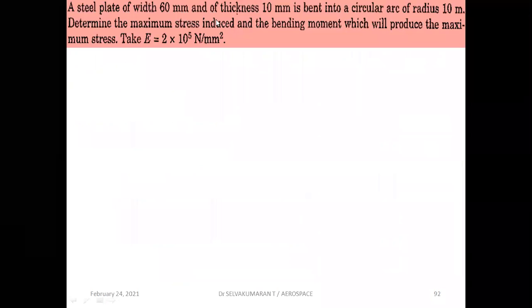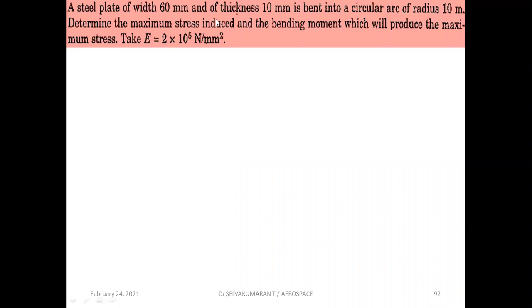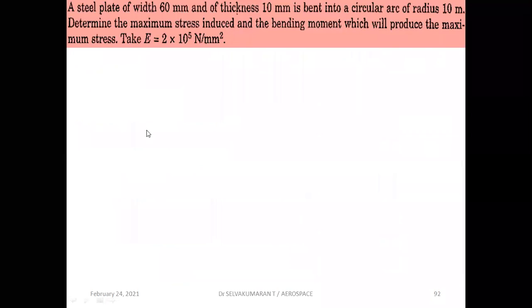Now I have taken a problem from the strength of materials textbook by R.K. Bansal. Thanks to the author. These are the exercise problems. A steel plate of width 60 millimeter and thickness 10 millimeter is bent into a circular arc of radius 10 meter. Determine the maximum stress induced and the bending moment which will produce the maximum stress. Take Young's modulus as 2 into 10 power 5 Newton per millimeter square.